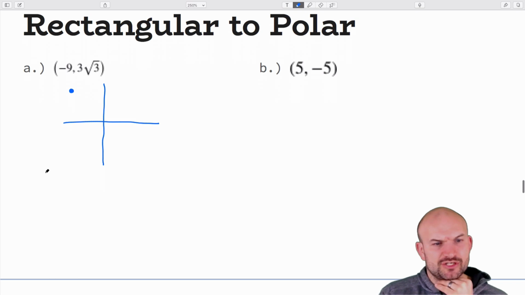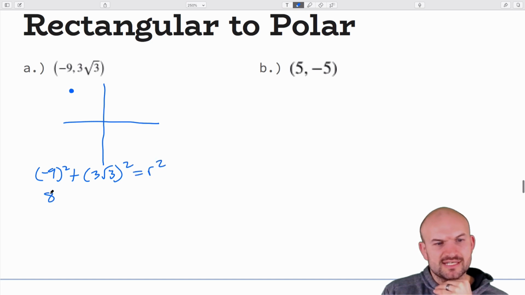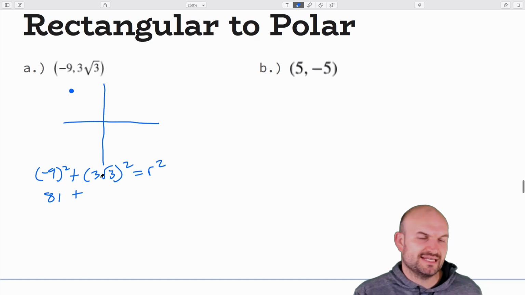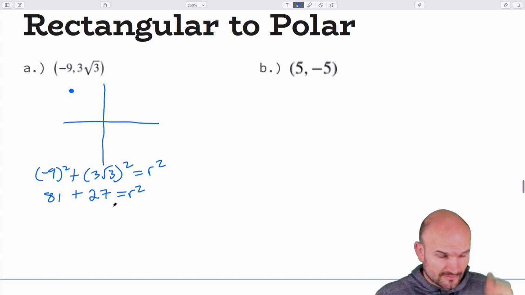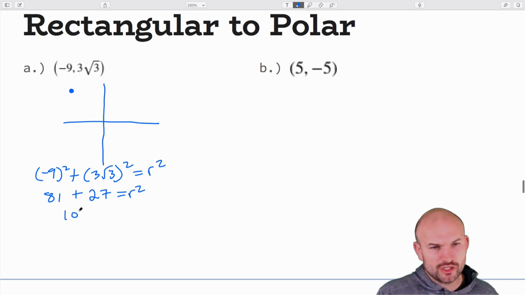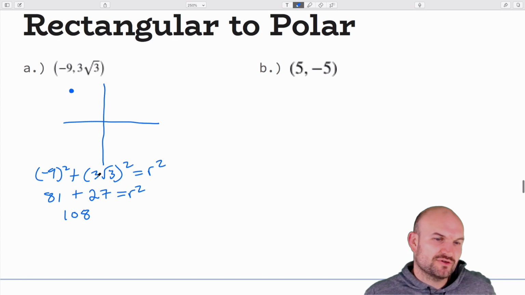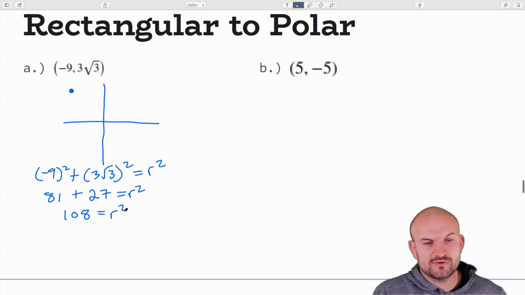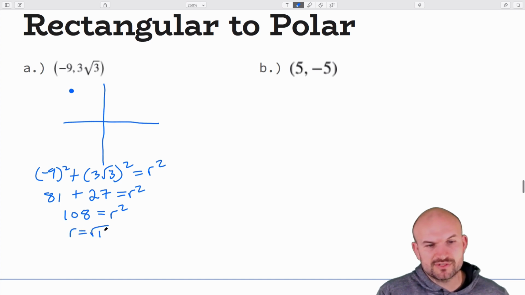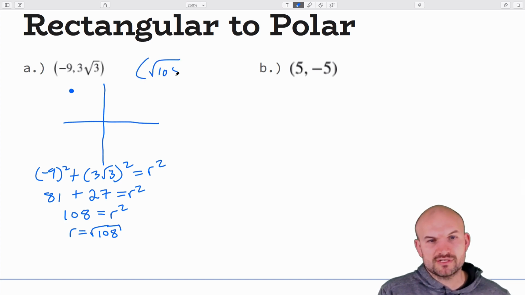So now what I'm going to do is just do negative 9 quantity squared plus 3 square root of 3 quantity squared equals r squared. So this is 81 plus, let's see, it's going to be 9 times 3. It's going to be 27 equals r squared. Now in this case, when I add them up, I'm getting 108. So again, 3 times 3 is 9. Square root of 3 times square root of 3 is 3. 3 times 9 is 27. So r squared equals 108. And you can just say r equals the square root of 108. Okay, and we'll just leave that. That's fine. There's nothing wrong with that. So our r is going to be the square root of 108.